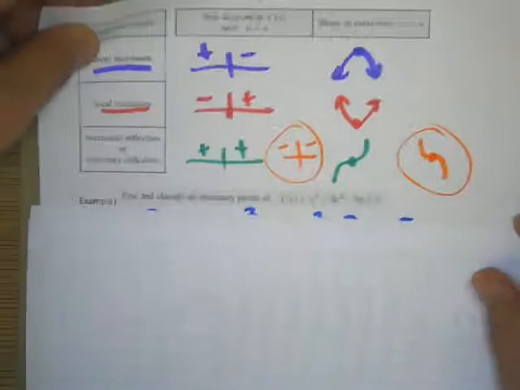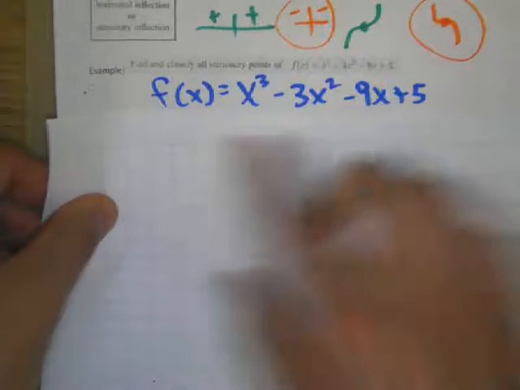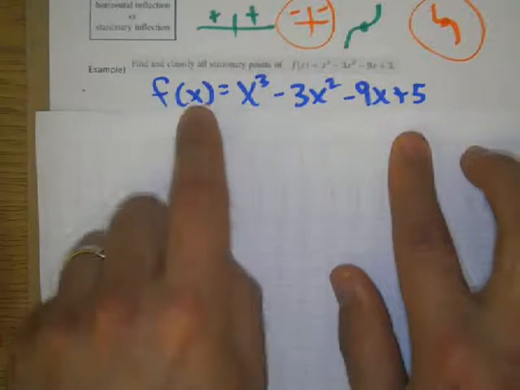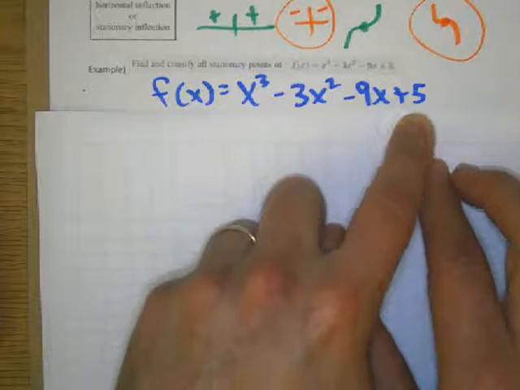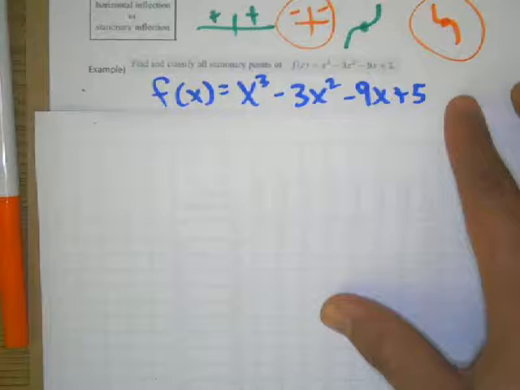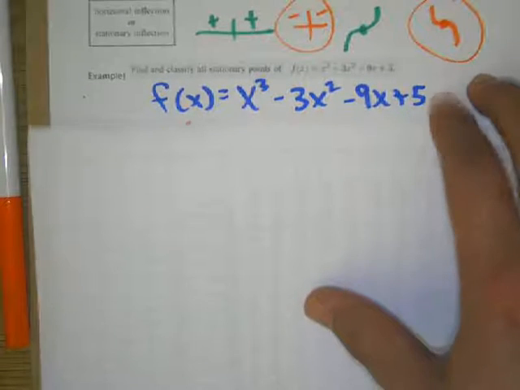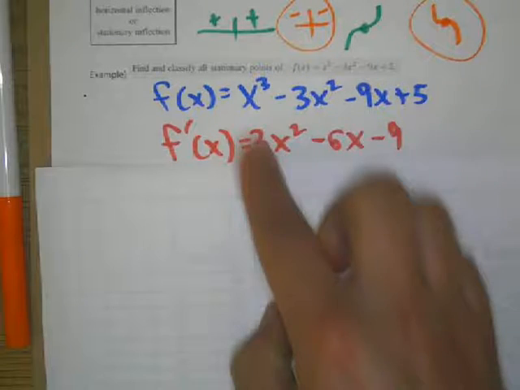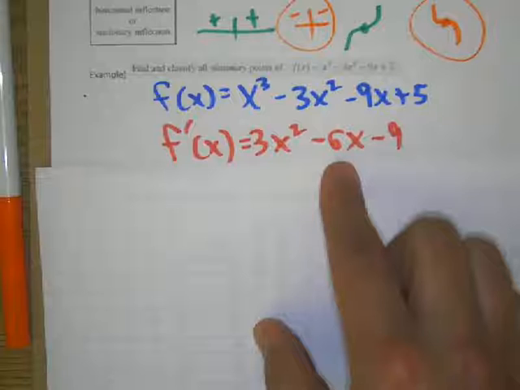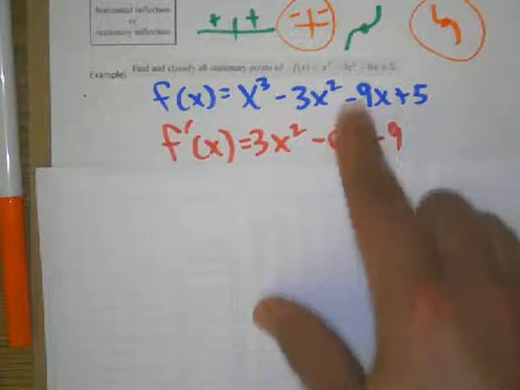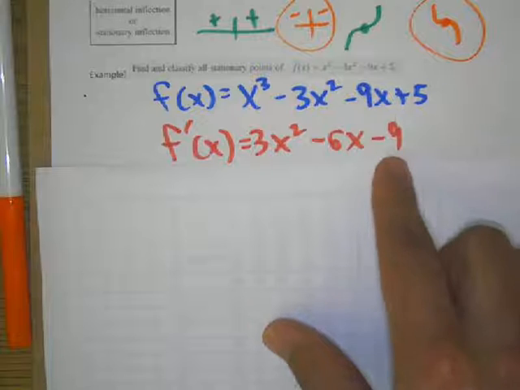Now let's look at this example here, and I ask you to find all the stationary points. F of x equals x cubed minus 3x squared minus 9x plus 5. So in this example, the first thing we're going to do is find the derivative. 3 comes to the front, power decreases by 1. 2 comes to the front, multiplied by 3, power decreases by 1. This decreases by 1, we have x to the 0, so we're just going to have minus 9.